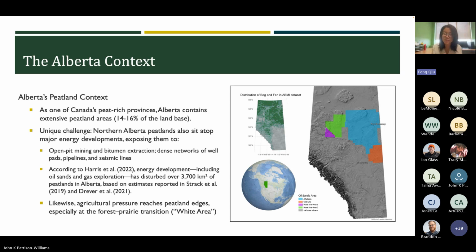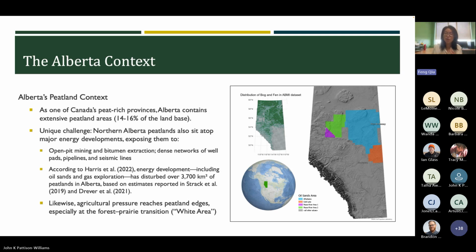Places like the Peace River, the Cold Lake, Athabasca. So these are the big oil sand reserves. And there are lots of energy activities, open pit mining, for example, and pipeline construction, in-situ bitumen extraction, lots of well sites. So these are all disturbing our peatland, and will have important, of course, carbon and other implications. So that's why this is very important in Alberta.